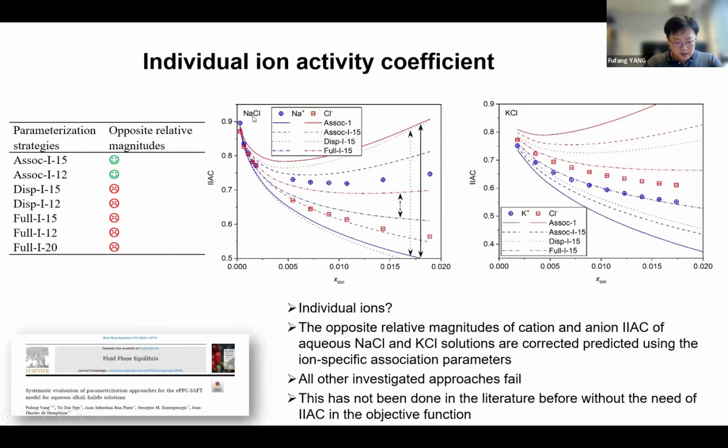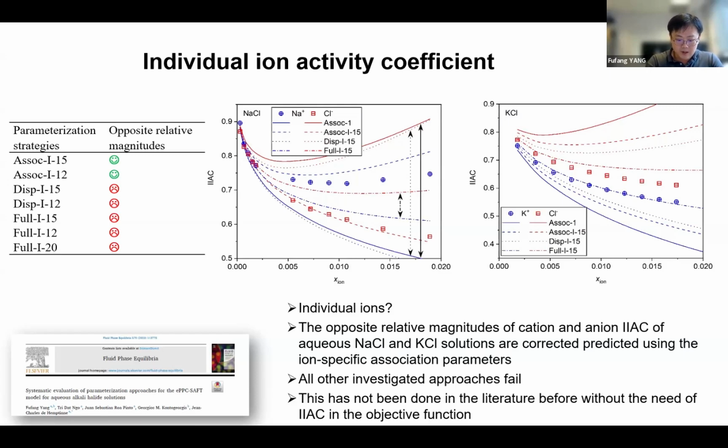And we also compared the model for the individual ion activity coefficient in sodium chloride and potassium chloride aqueous solutions. The magnitude of the cation and the anion individual ion activity coefficients is opposite. But when we calculate it from the equation of state, usually it's just on the same side. So this has not been correctly represented before in the literature.